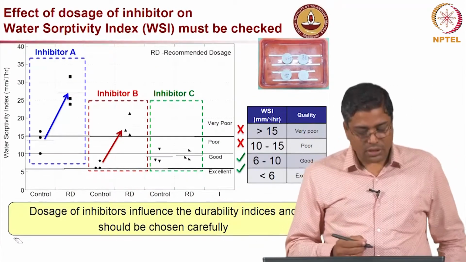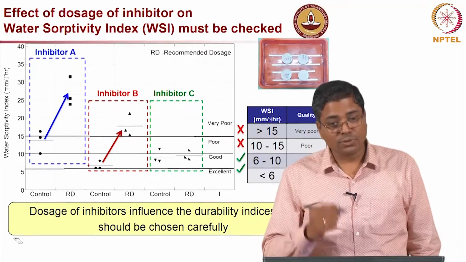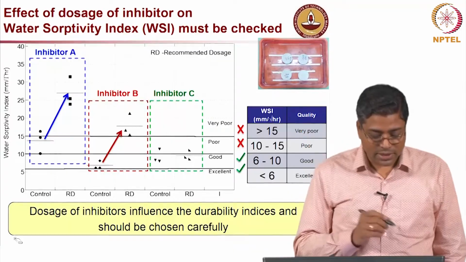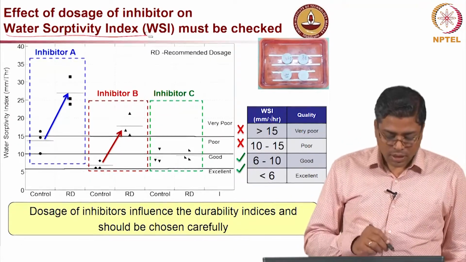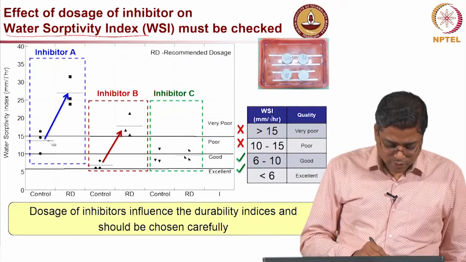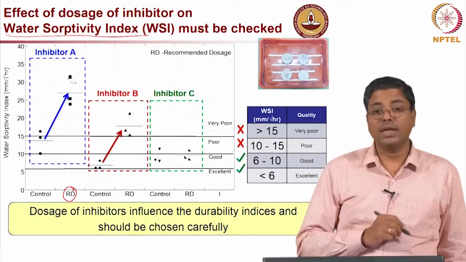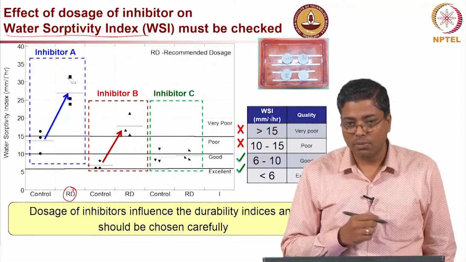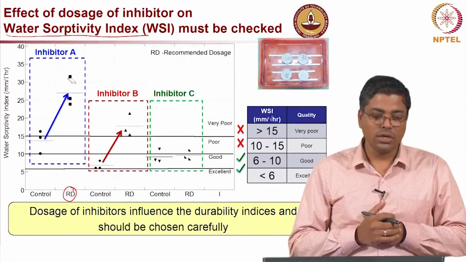And another thing which these corrosion inhibitors can influence is the transport properties of the concrete. One example I am showing here is the Water Sorptivity Index. We saw that if you use the RD, again the recommended dosage, there could be an increase in the water sorptivity. That means moisture can now ingress faster into the concrete.